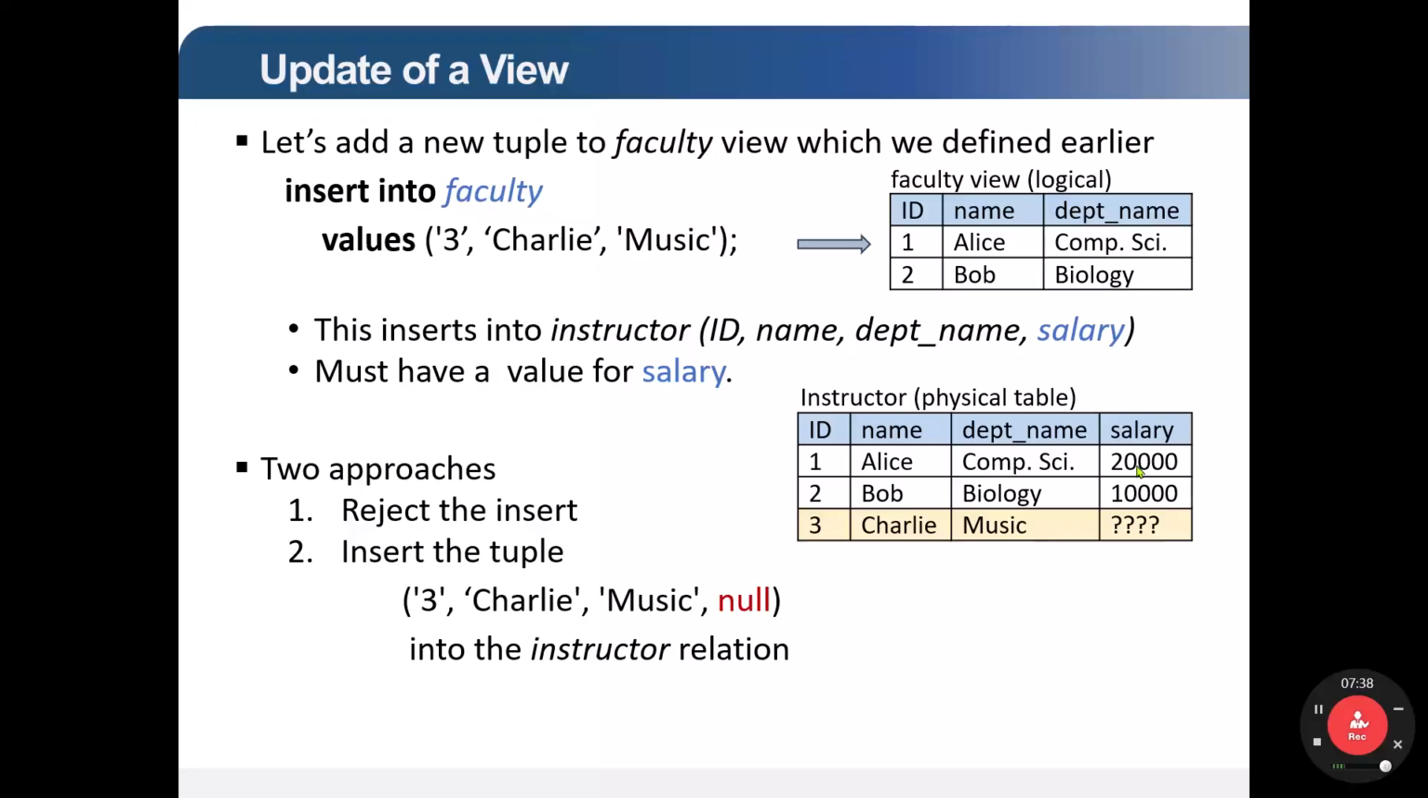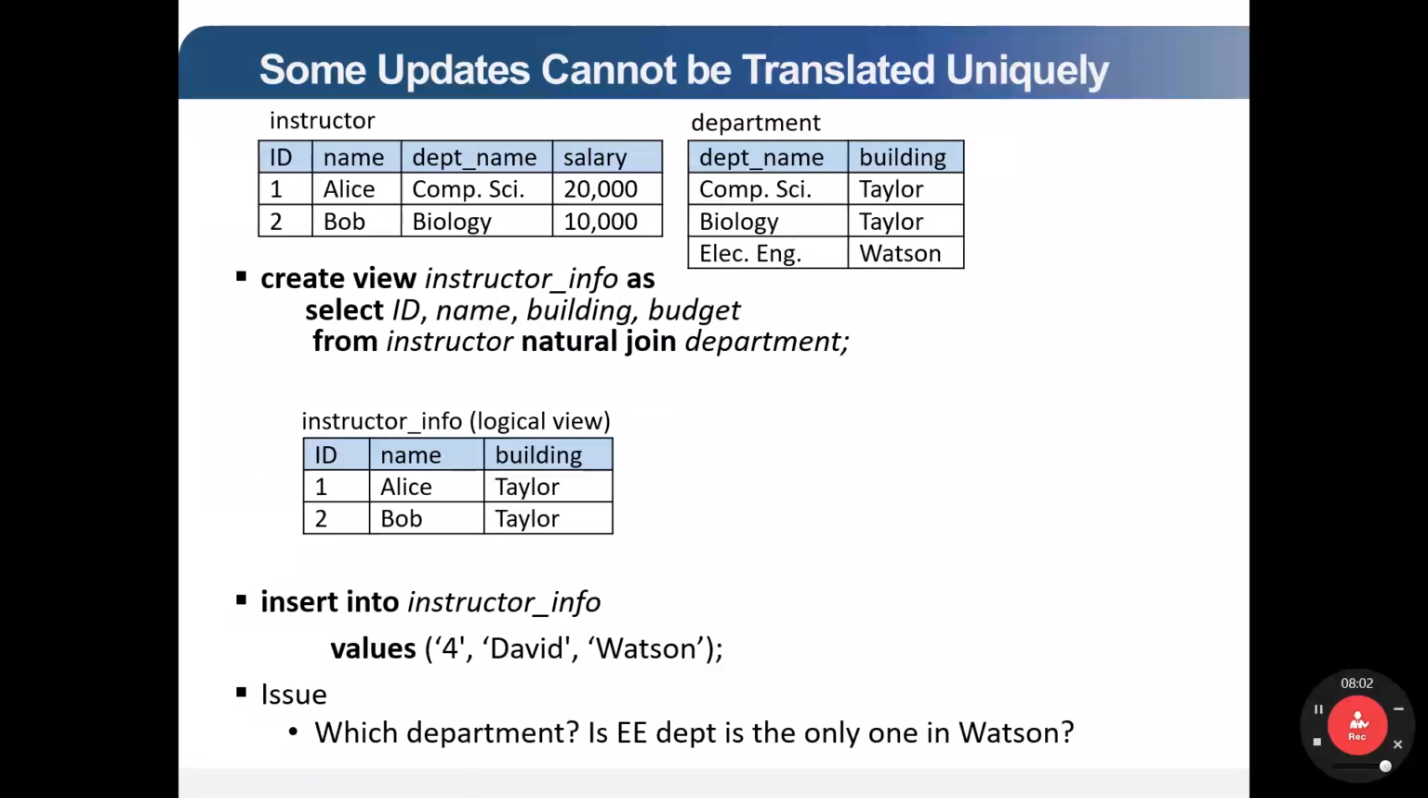But it is possible that this salary column may not allow null value. If this salary column doesn't allow null value, then of course this insert statement will fail because null is not allowed. And our Postgres stores null value into this salary column.